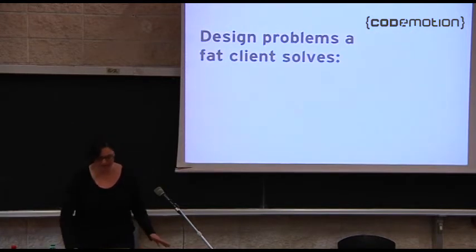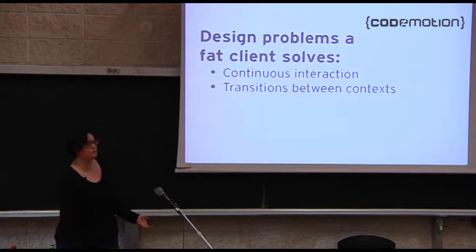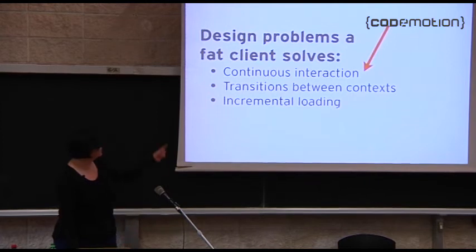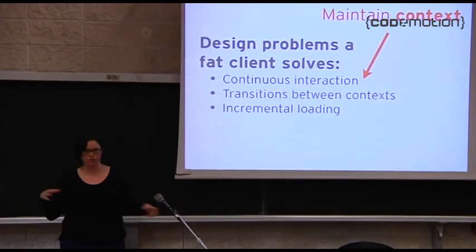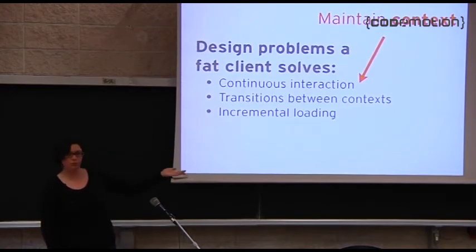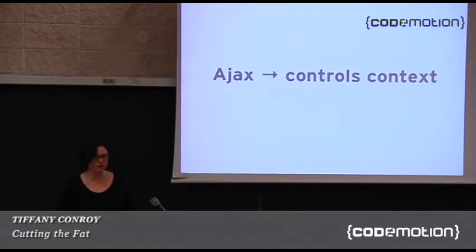But let's just look again at the design problems that a fat client solves. Just to reiterate: continuous interaction, transition between contexts, and incremental loading. I would call the first one, continuous interaction, maintaining context. So context doesn't change. There's no jarring changes. You just keep in the same context. Obviously, the second one is transitions between contexts. And the last one I would call establishing context. So you can see where you are, you can see a spinner, you know what's going to happen, and then they load up into place. All of this is about controlling the context. Again, that's why we have it.